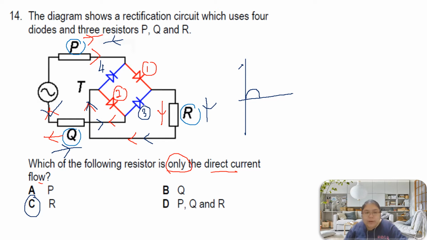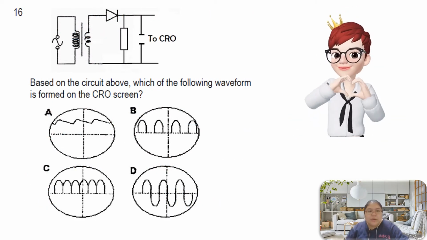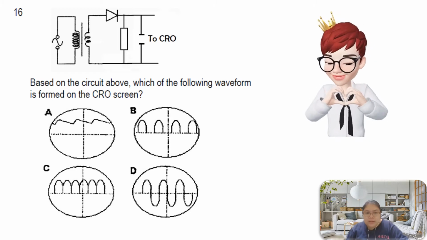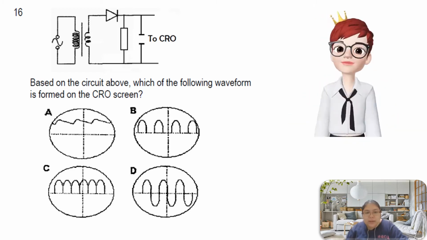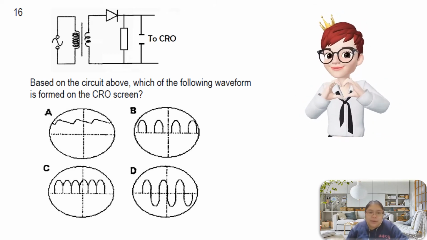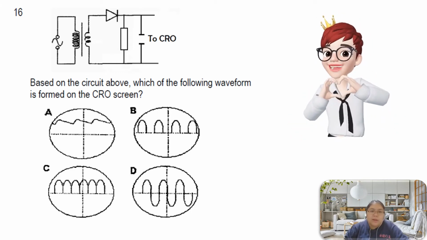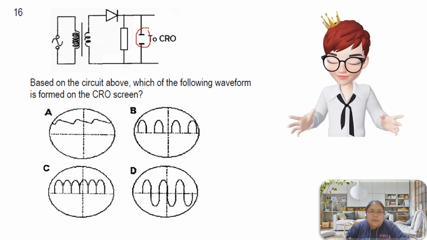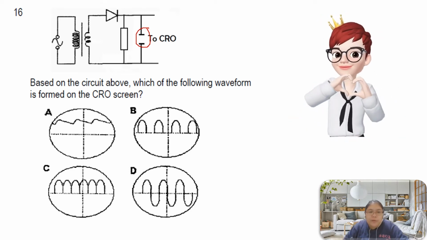For 16, there is no diagram, you can refer here. This one is question 16. Transformer again, but they're using only one diode. Then they have a capacitor. Make sure you can see the capacitor here. The capacitor is in parallel with the resistance. Now based on the circuit, which of the following is the waveform formed on the CRO?